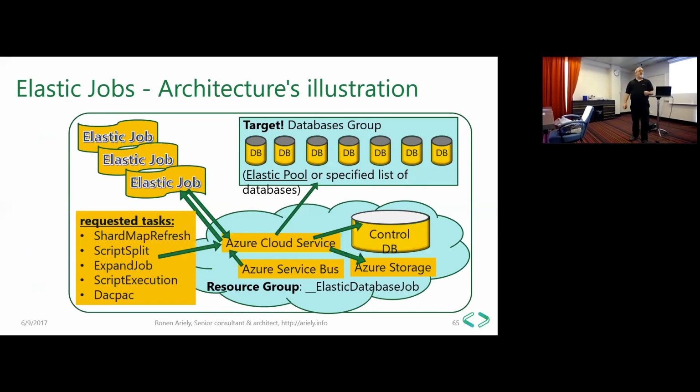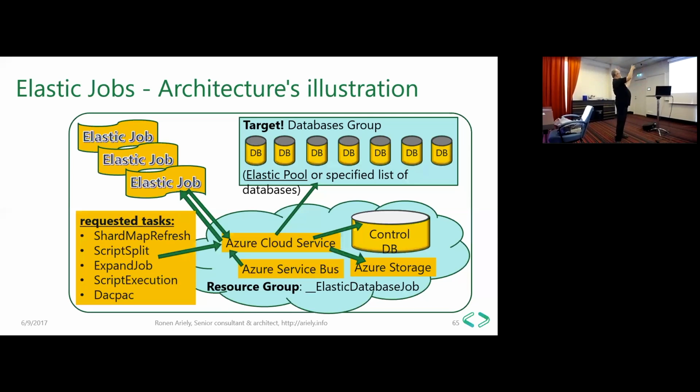But we have another option. We can create a set of databases manually, just choose which databases we want to have in the target, not related to elastic pool, and use this list as a target. But this is not supported in the portal. So using the portal, at this time, the target can be only elastic pool.